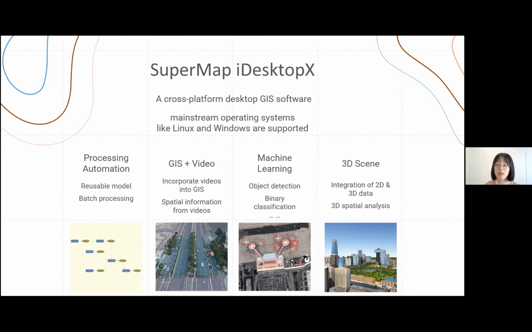And finally, as we all know, the new trend for GIS is 3D GIS, and SuperMap iDesktopX is able to integrate 3D and 2D data together, like BIM, oblique photography, and terrain. All those commonly used 3D data can be imported into SuperMap iDesktopX, and you can analyze them with the spatial tools and present your final result in a 3D scene.